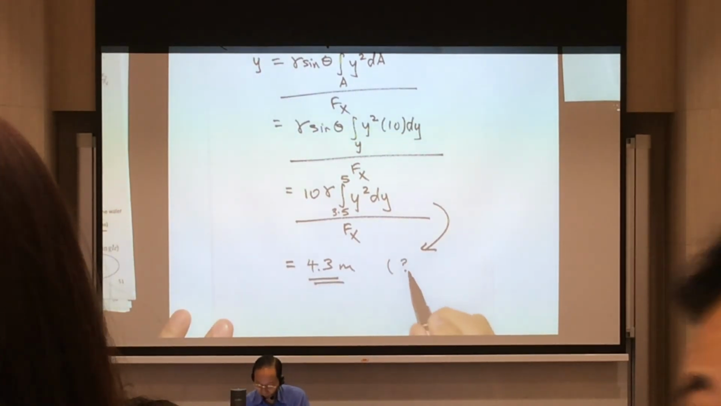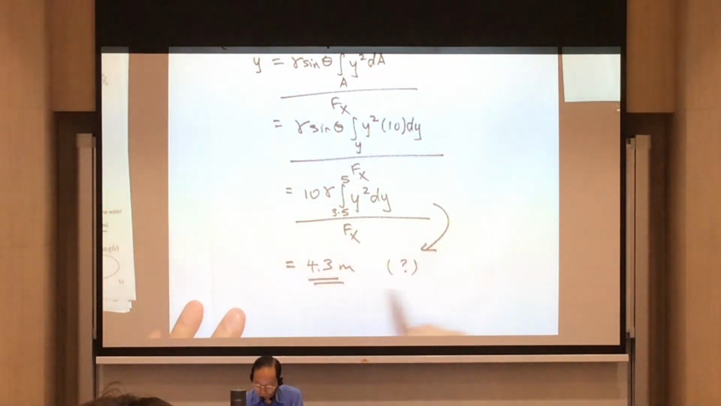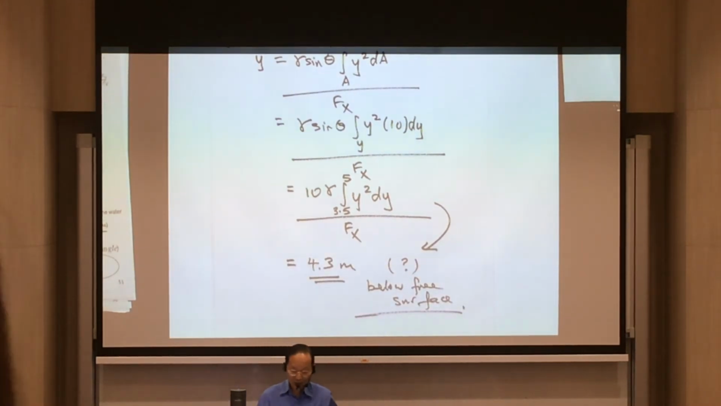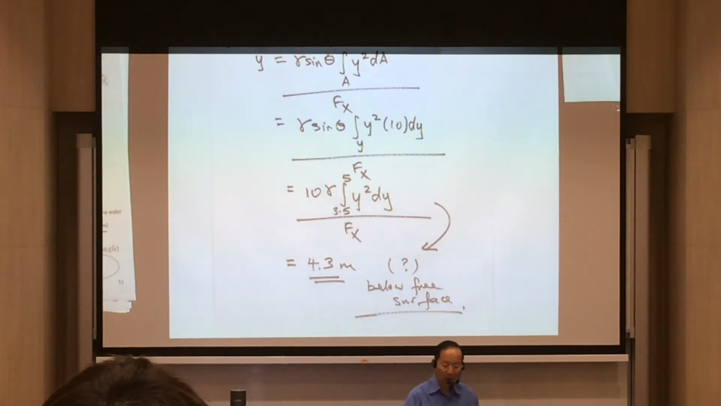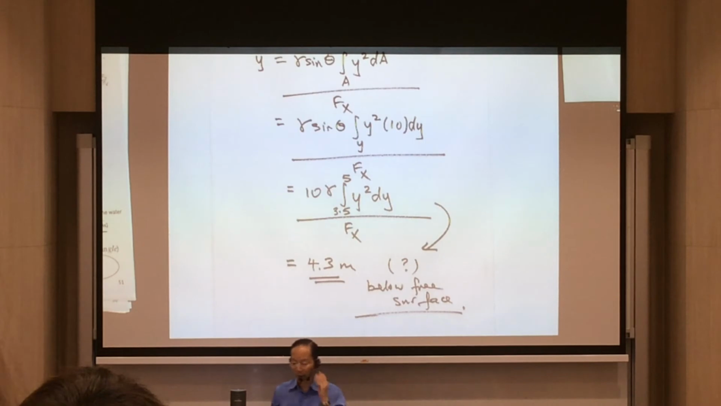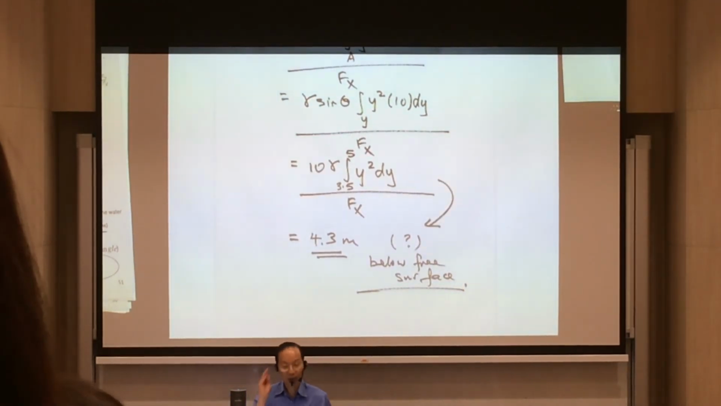So I will check. So it's 4.3 meter below the free surface. Okay, so now Fx is acting at 4.3 meter below the free surface. There could be some error there, so I just have a question mark there, but next week I will confirm this. Just the decimal point because of Fx.